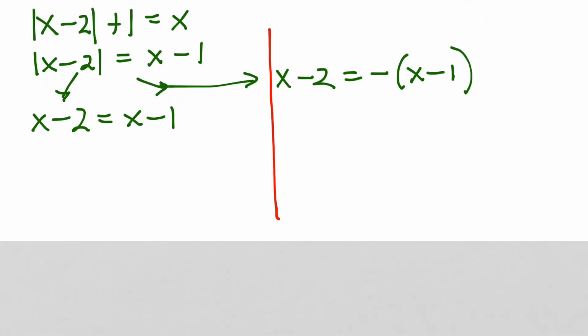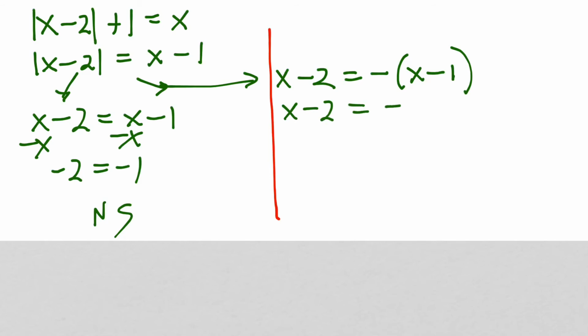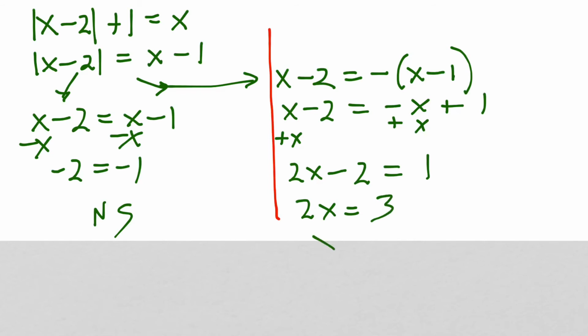So on the left equation here, I'm going to subtract x from both sides. So I've got negative 2 is equal to negative 1. Okay, so that doesn't lead us anywhere on that side. All right, so that doesn't give us a solution. Now over here, I've got x minus 2 is equal to negative x plus 1. So let's put the x's together. So I've got 2x minus 2 is equal to 1, or 2x is equal to 3, or x is equal to 3 halves.